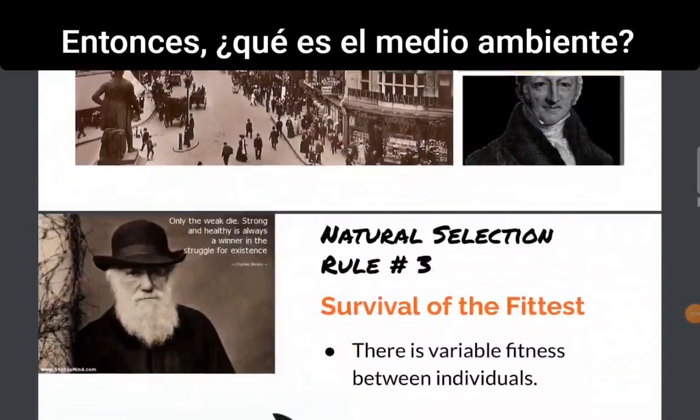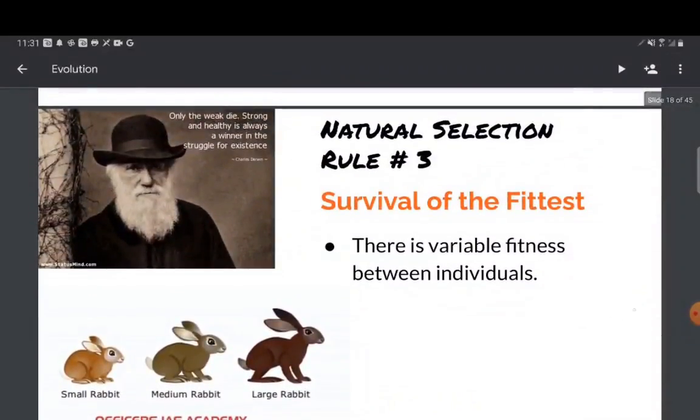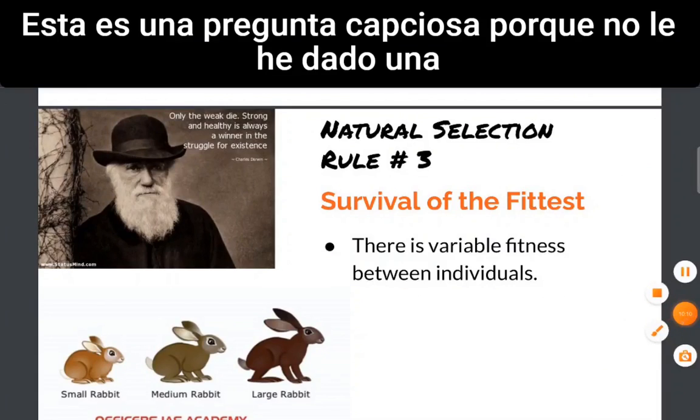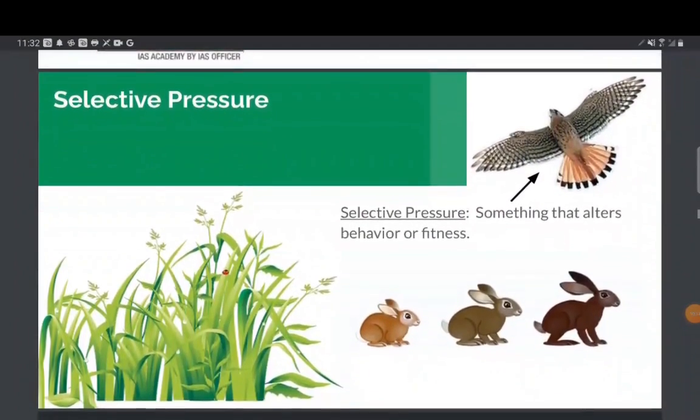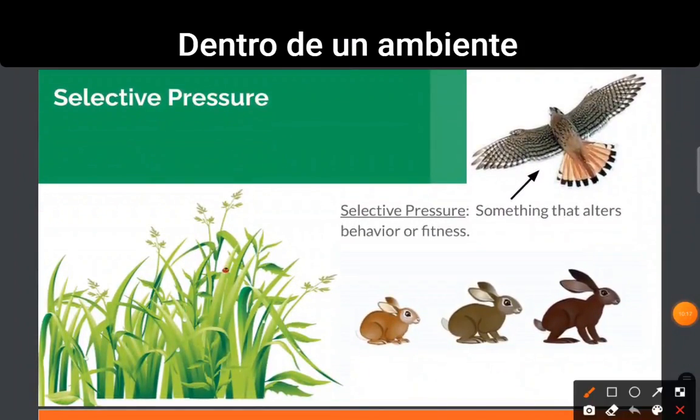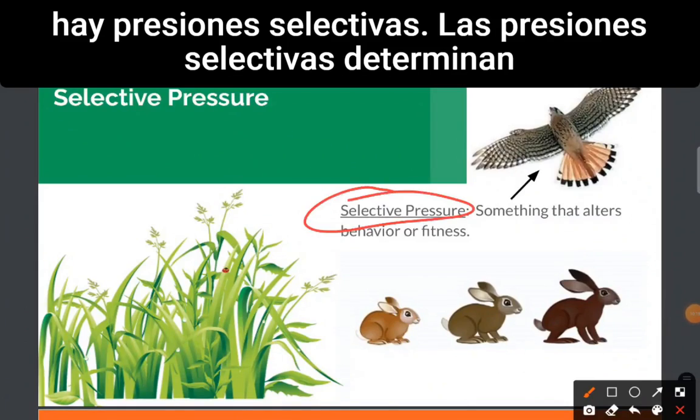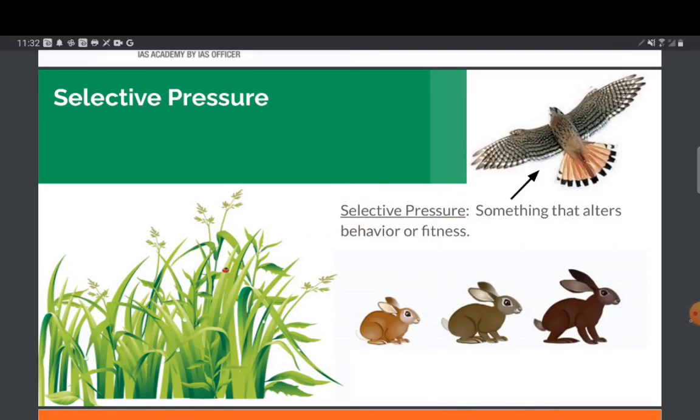And so, what is the environment? This is a trick question because I have not given you an environment. So let me give you an environment. Within an environment, there are selective pressures. Selective pressures determine the course of evolution.